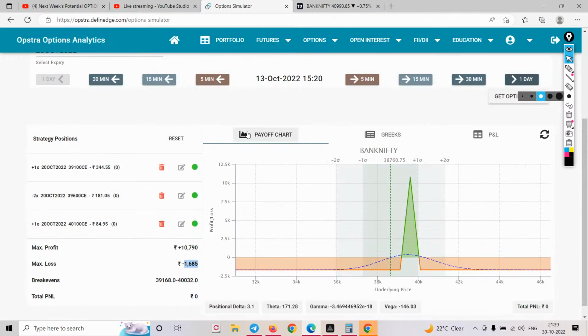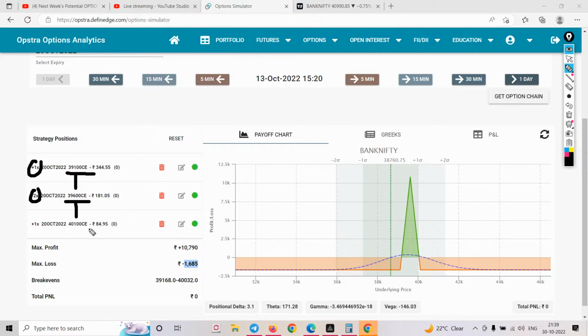Again, I've brought you back to your 320. See what we have done, try to understand, friend. We bought this one 39,100. We sold 39,600, 2 sold and 1 bought. To convert it back to butterfly, whatever spread difference we have between this, we have maintained the same spread difference, but it's 500.